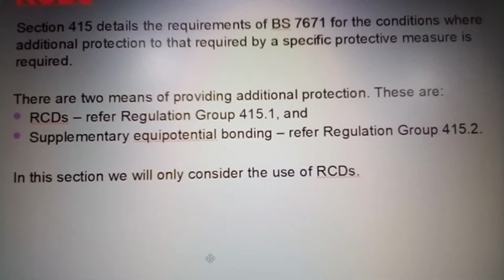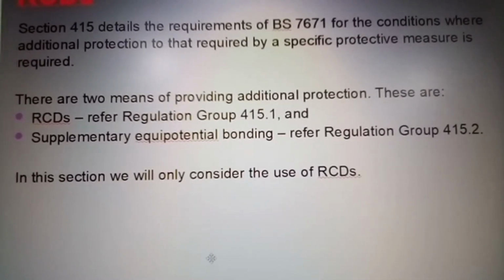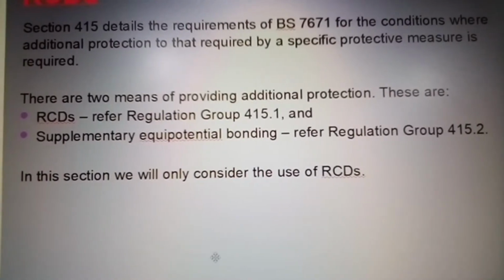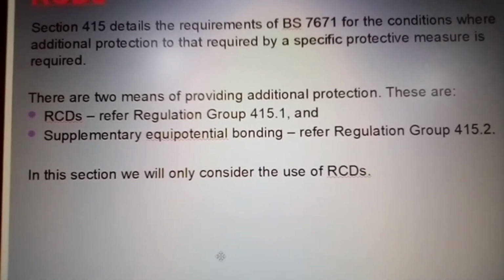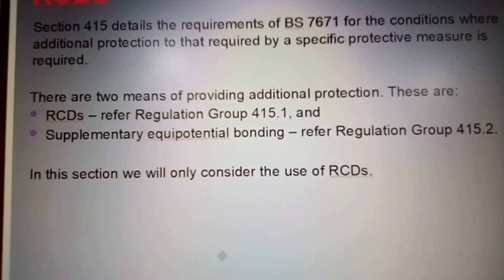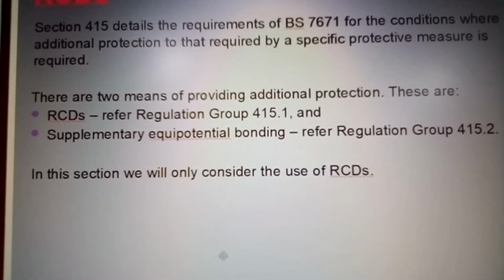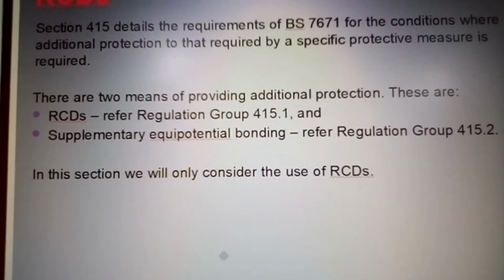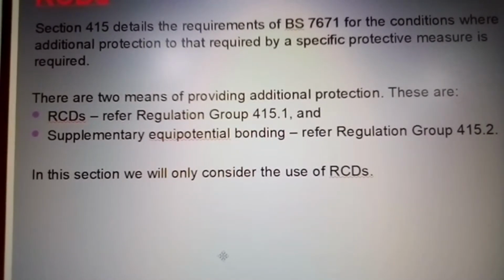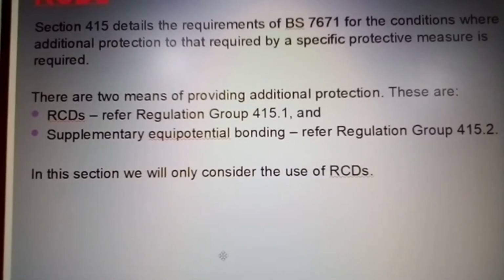Okay. Now section 415 details the requirements of BS 7671 for the conditions where additional protection to that required by a specific protective measure is required. There are two means of providing additional protection. These are RCDs, refer regulation group 415.1. Now be aware of any changes in regards to the 18th edition or any future changes which may occur. Okay? And supplementary equipotential bonding, reference regulation group 415.2. This section will only consider the use of RCDs.